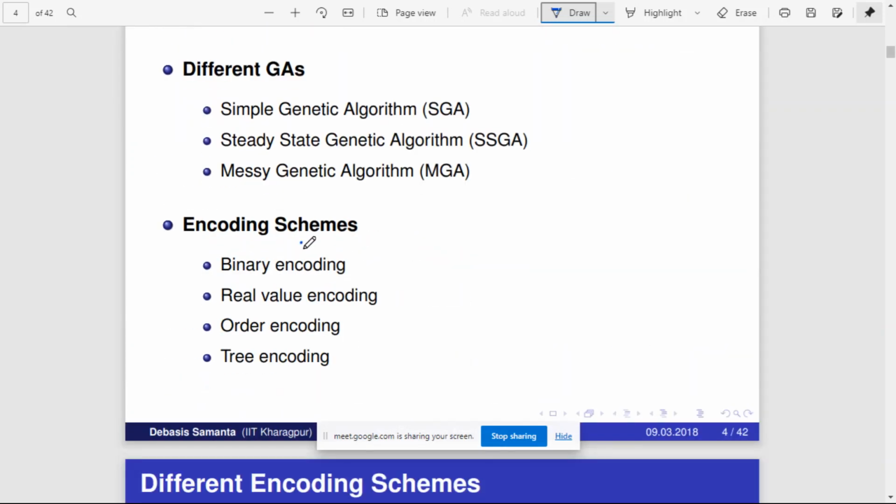Basically, there are 4 types of encoding schemes available. The first one is called binary encoding. The second method is called real value encoding. The third method is called order encoding, and the fourth is tree encoding. So these are the 4 encoding schemes which we are going to discuss: binary encoding, real value encoding, order encoding, and tree encoding.